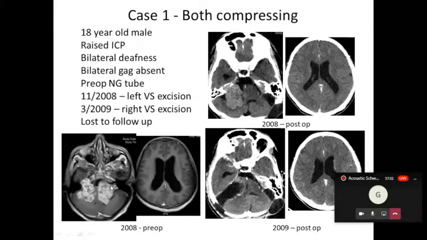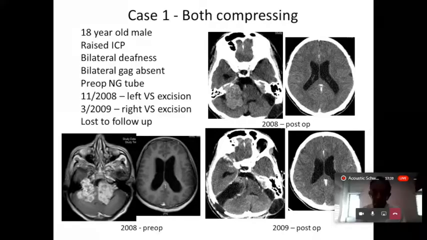So this is after we took off the left-sided tumor, and then we went ahead and took the right-sided tumor off, and we have left some tumor on both sides, the right side and on the left side. We advised this patient to come back for follow-up for radiosurgery, but this patient was lost to follow-up, unfortunately. And you can see that the hydrocephalus is resolved, so the patient has benefited from this surgery.